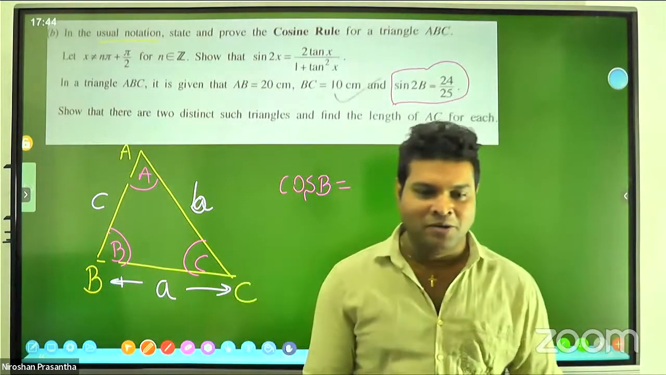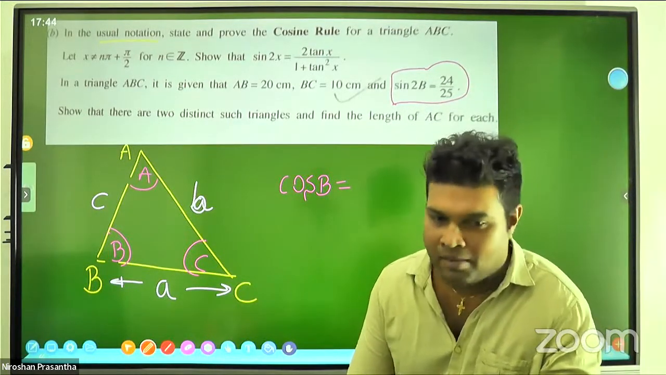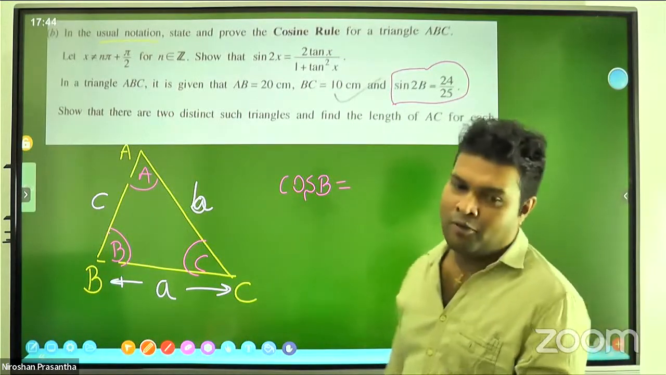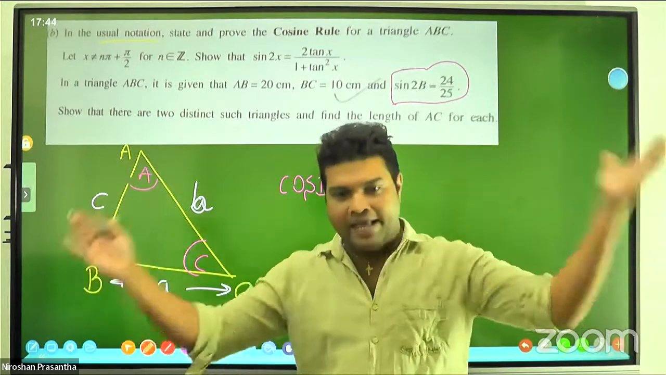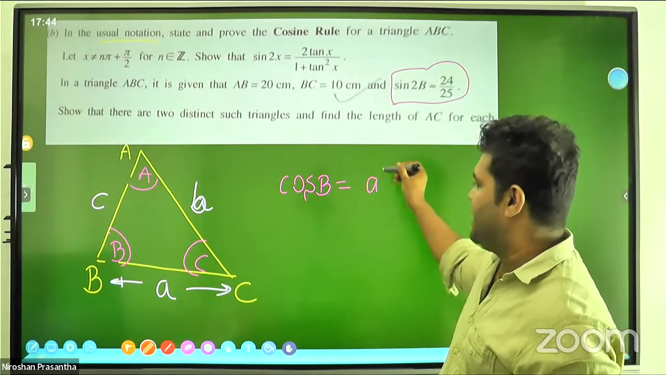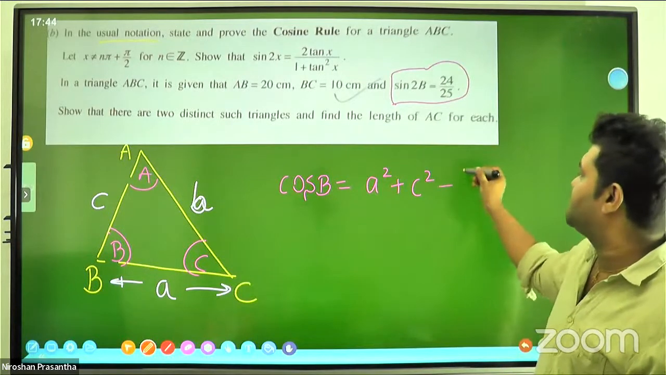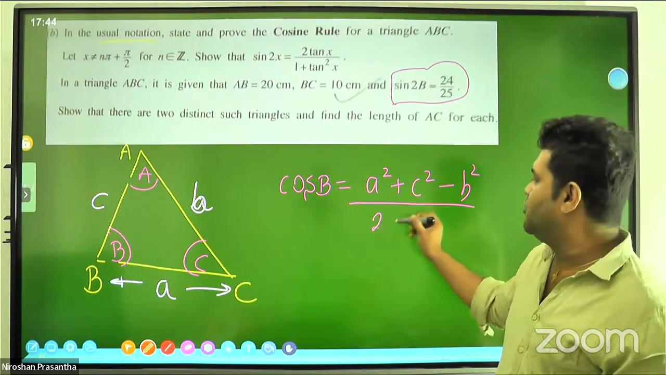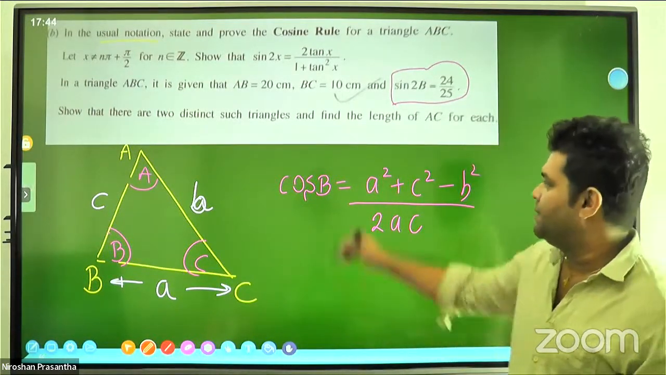I'm going to write it in terms of B. What is cos B? It's not compulsory to use cos A. We can write down cos B. How do we write it? The two sides adjacent to the angle B are written first, like a square and c square, and the side opposite to B, b square, is subtracted, and we divide by twice the product of the first two letters, 2ac. This is the right cos B.